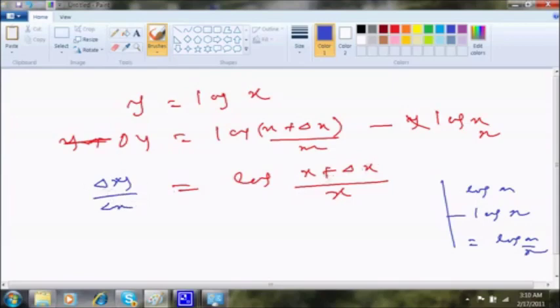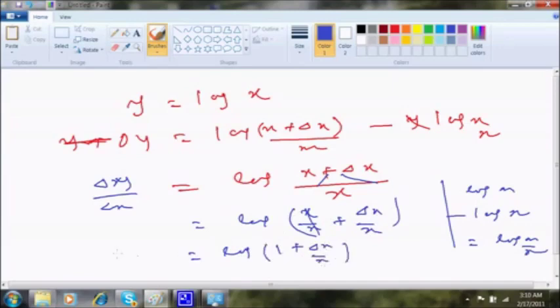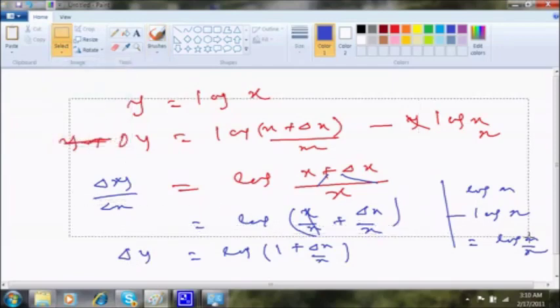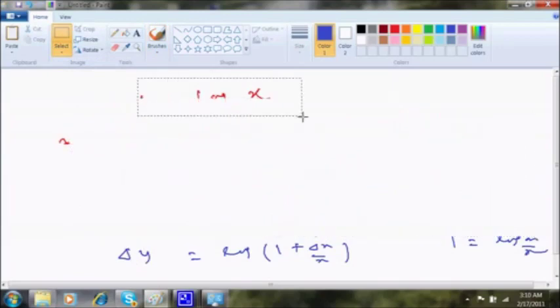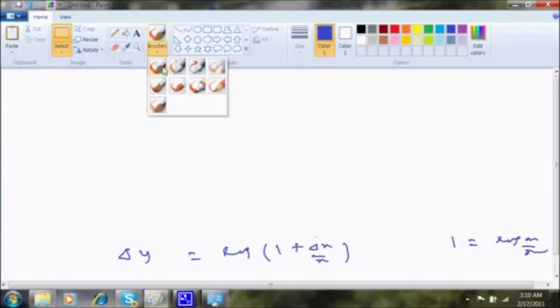I'll do one thing, I'll just split this, so this will become log of x by x plus delta x by x. This guy goes off, so this becomes log of 1 plus delta x by x. Until now I haven't divided by delta x. Now I'll divide. It's up to you, in fact, from the very beginning, or wherever in the solution you'll divide by delta x, because what we are doing is algebra and you are free to do simply anything.